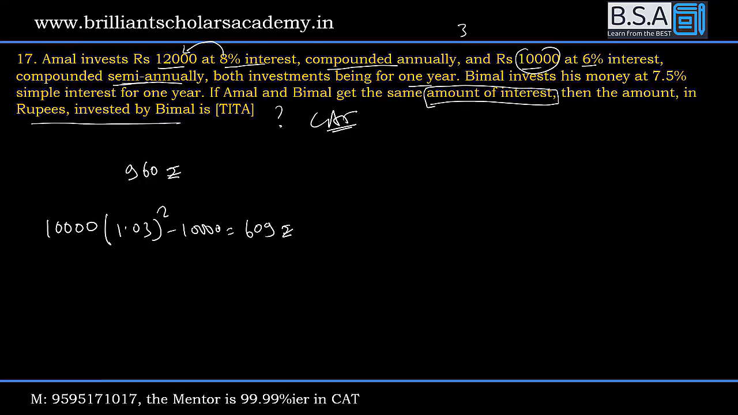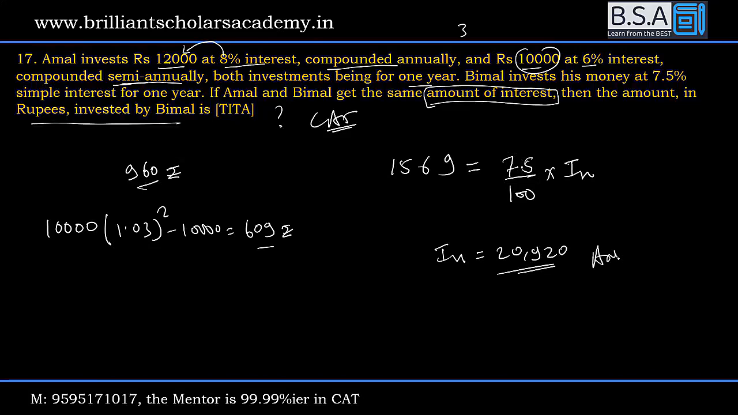The third person is getting equal interest. So what is the addition of this number and this number? Addition is 1569. This much interest he is getting on 7.5% interest. So what is his investment? That is your question. So I'll say 1569 divided by 7.5 and multiplied by 100. So the investment the other person has made for 1 year is 20,920. Absolutely, this is the answer.